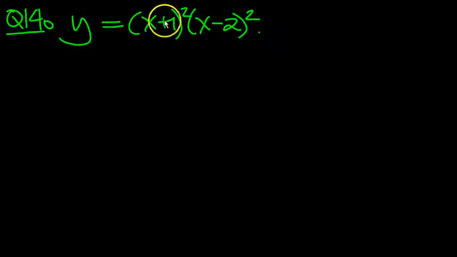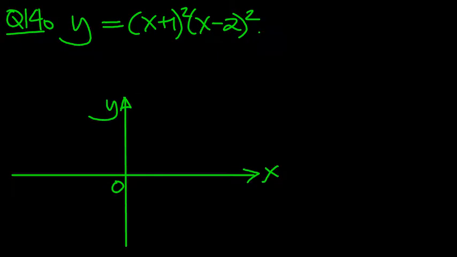y equals (x plus 1) squared times (x minus 2) squared. So we need to sketch this. So let's have our axes here. Now, we've got the highest power of x is power 4, isn't it, when you expand these brackets, and in your mind's eye you see x to the 4.